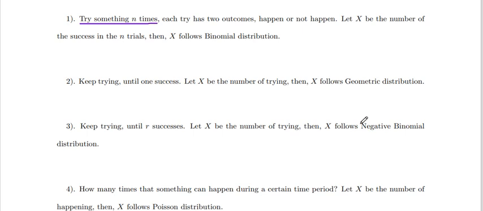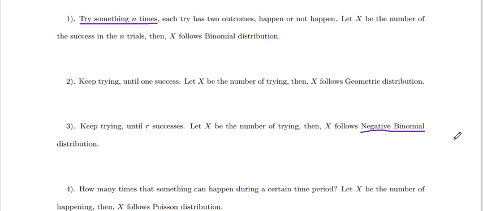So for the negative binomial distribution, I don't know where the name comes from. This is for the geometric distribution: you can stop if you get the target. If you hit the target, you stop.